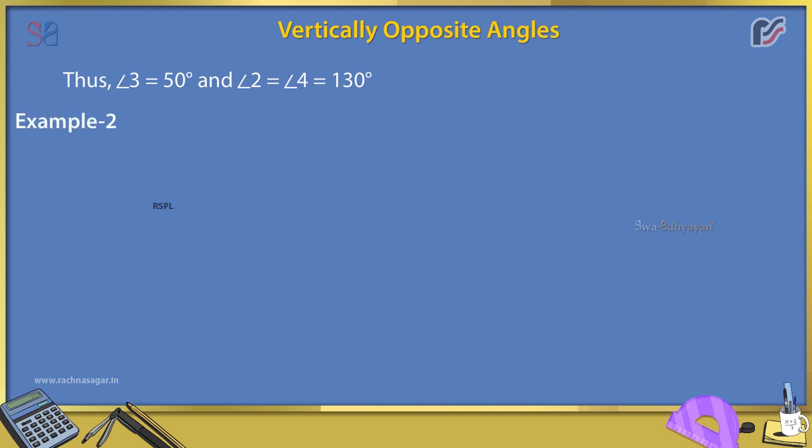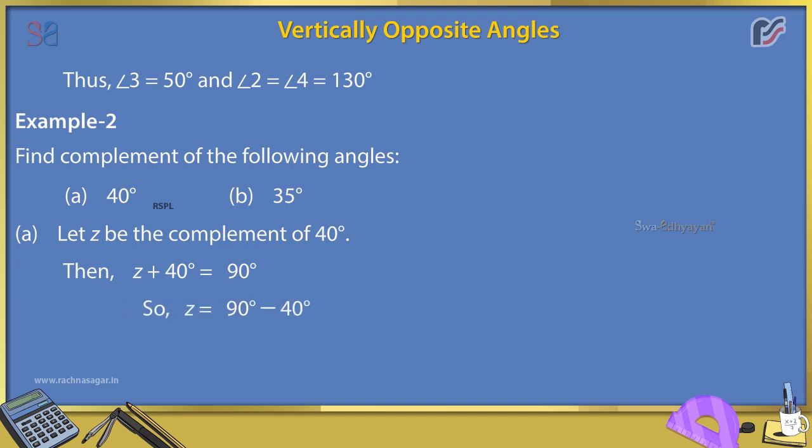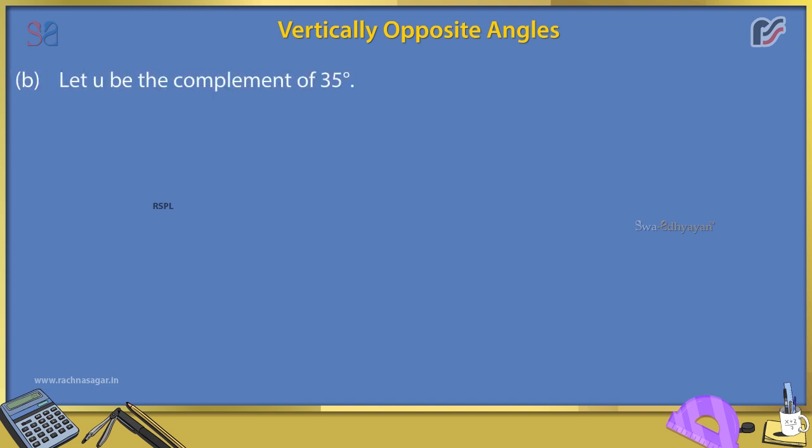Example 2. Find complement of the following angles. A. 40 degree. B. 35 degree. A. Let Z be the complement of 40 degree. Then Z plus 40 degree is equal to 90 degree. So, Z is equal to 90 degree minus 40 degree, which is equal to 50 degree. B. Let U be the complement of 35 degree. Then U plus 35 degree is equal to 90 degree. U is equal to 90 degree minus 35 degree, which is equal to 55 degree.